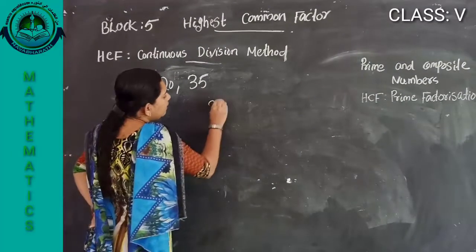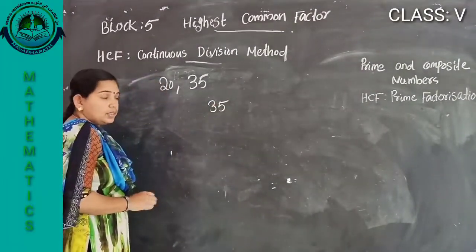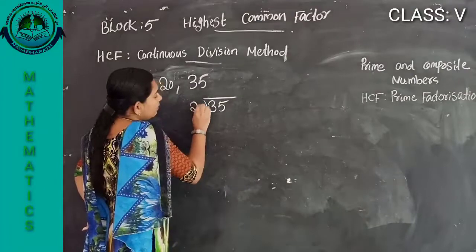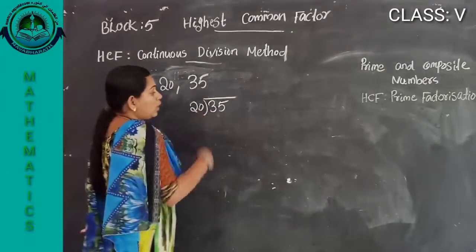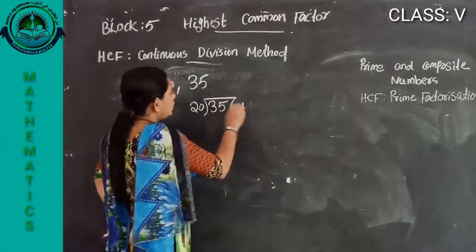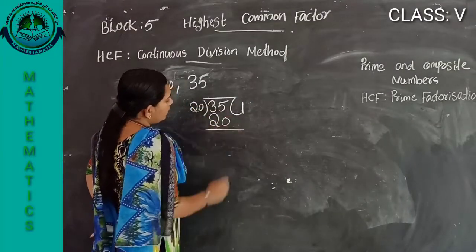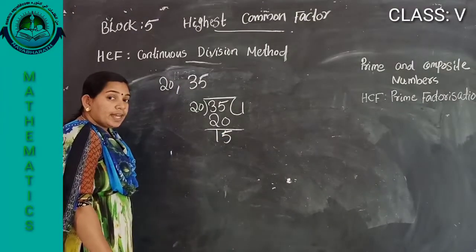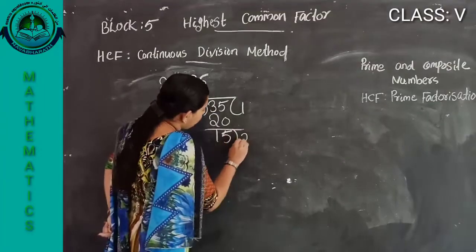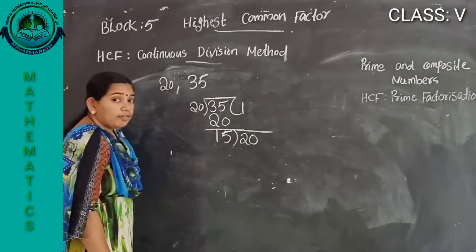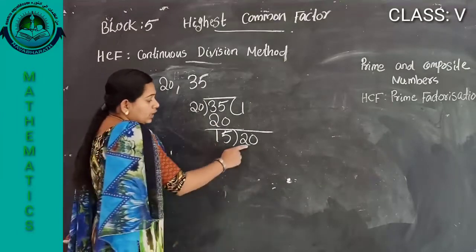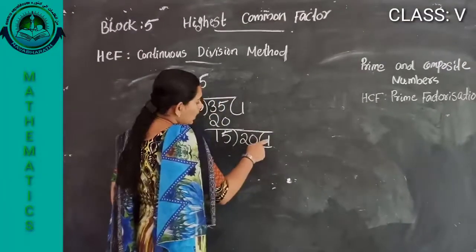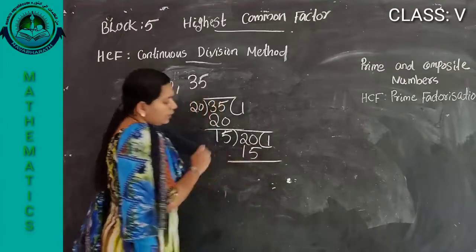I do two methods. Here the bigger number is 35, the smaller number is 20. You want to divide 35 by 20. In 35, how many 20s are there? Only 1. 1 into 20, 20. Then 15. Then from here, which is the dividend? Yes, this divisor, 20. Divisor, this remainder. In 20, how many 15s are there? Only 1. So we are writing 1 here. 1 into 15, 15.